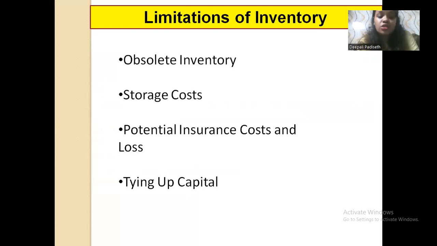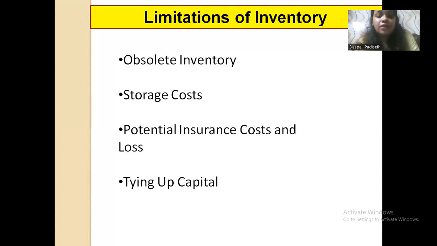Next is storage cost. The more stuff you have, the more space you need. Commercial space is leased per square foot, so consider the costs to store excess inventory compared to the savings on wholesale orders. It also costs to do more inventory control and audits. Next is potential insurance cost and loss. Insurance costs go up with larger storage areas and larger inventory values.